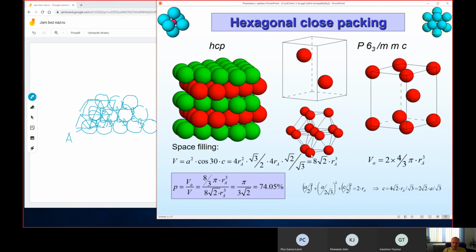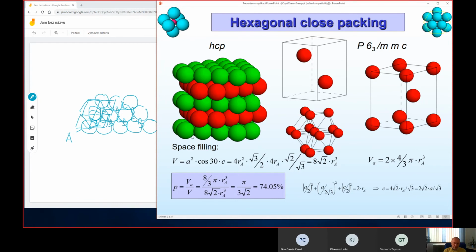And because the stacking pattern is AB and AB, then if we consider the coordination number, we have 6 atoms within the layer, the nearest neighbors, and 3 atoms above and 3 below this atom, which is considered here in the center. So the atoms above and below form the trigonal prism. So they are again in an eclipsed position. And the coordination number is 12 for this arrangement.